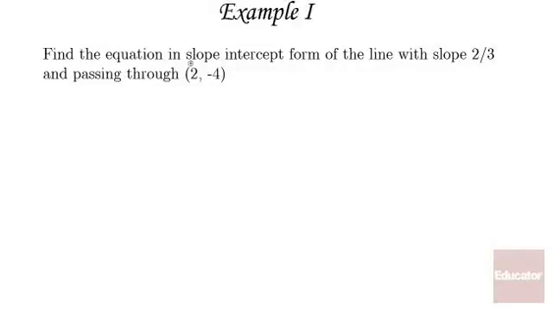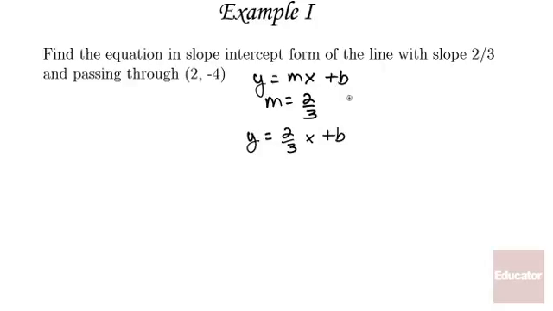First example, find the equation in slope-intercept form of the line with the slope 2/3 and passing through 2, -4. Slope-intercept form is y equals mx plus b. And I'm given slope. So I'm given m equals 2/3. So let's start from there. y equals 2/3 x plus b. Well, in order to write this out, I also need to find b. And b is unknown. However, I am given an x value and a y value.